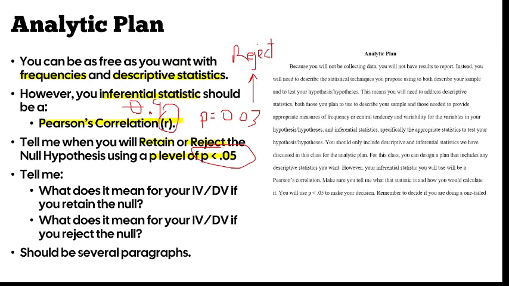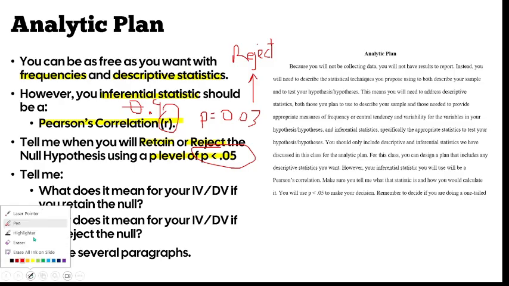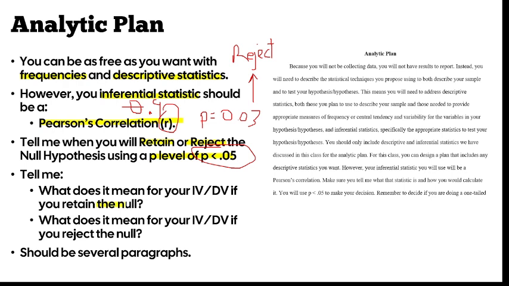So what does that mean when it comes down to your null, to retaining it and rejecting it? Tell me that over here. Okay? Now right here, it's highlighting again descriptive statistics, but your inferential is going to be your Pearson, and I want you to use p is less than 0.05 to make your decision. Also, describe if you're using one-tailed versus two-tailed here, how that's going to affect your analysis of the data.